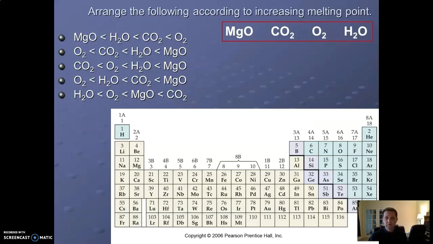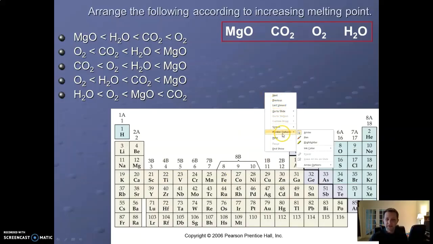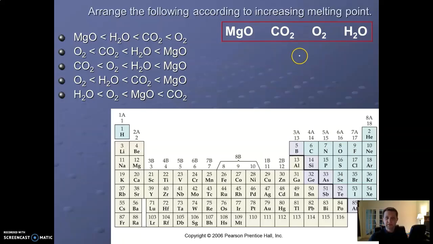I want to quickly review the practice problem from the end of the last presentation, just to recap this so you have an understanding of it for today. So you have a bunch of substances, right? It says arrange the following according to increasing melting point. When we talk about melting point, we're going from what to what? Well, we're going from a solid to a liquid, right?